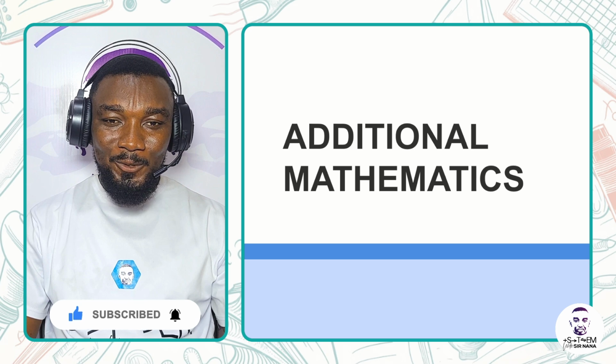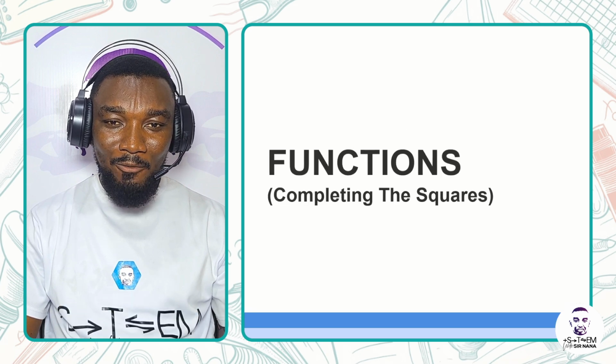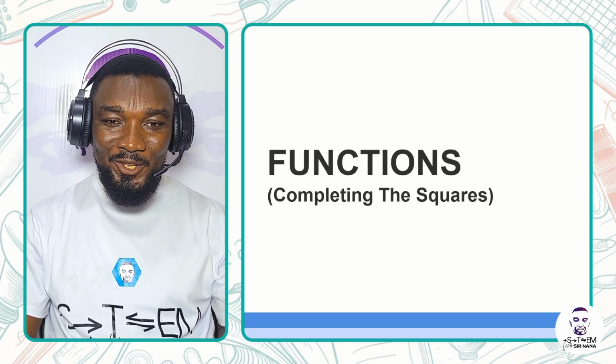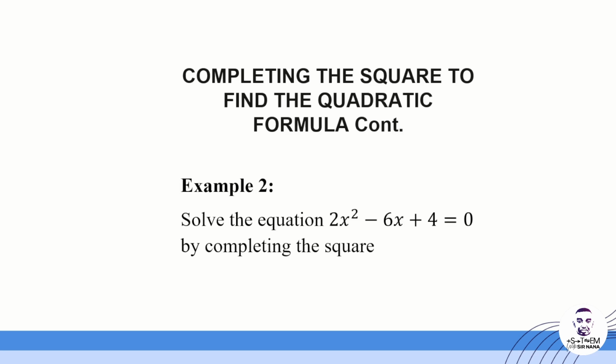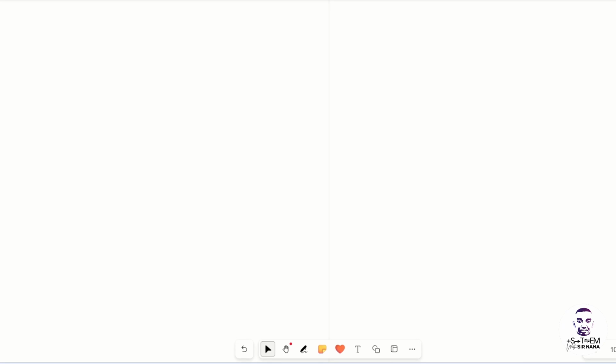In this lesson, we want to look at another example on solving quadratic equations using the method of completing the square. Now, let's consider the question. The question says: solve the equation 2x squared minus 6x plus 4 is equal to 0 by completing the square. Now, let's consider a solution for this question.